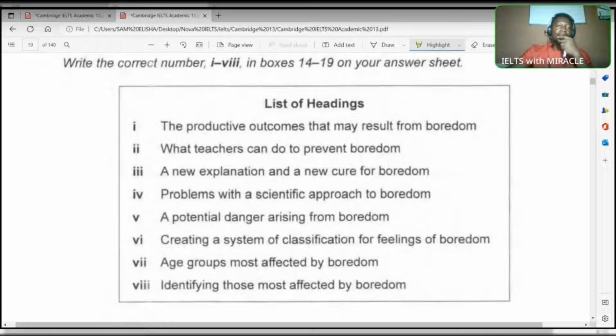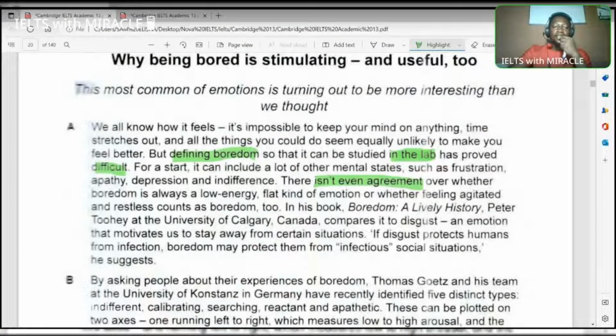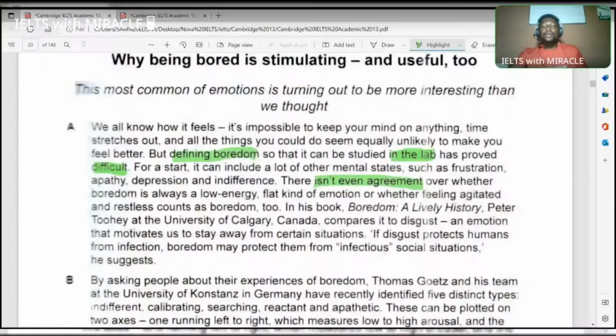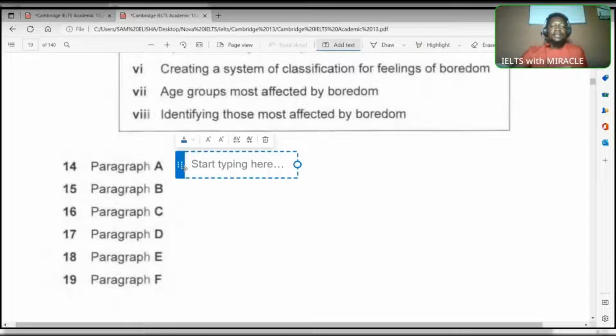If lab tells me of scientific, and then I also saw problem, which problem? Anything that is difficult is a problem, right? Yeah. So scientific approach to boredom. A scientific approach has to do with being studied in a lab. So our best guess for paragraph A is IV.